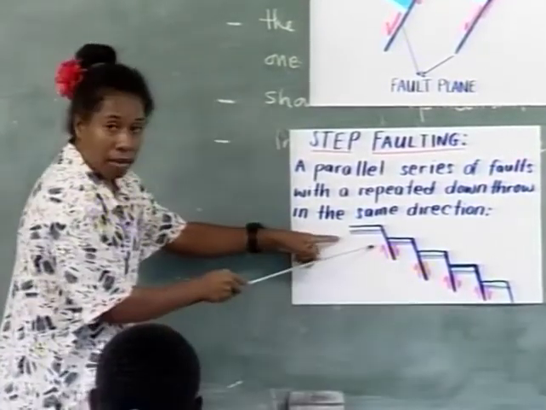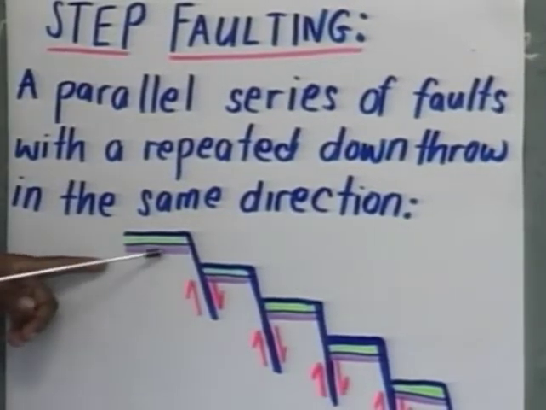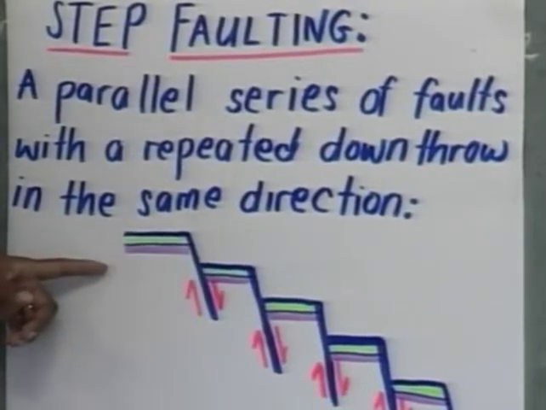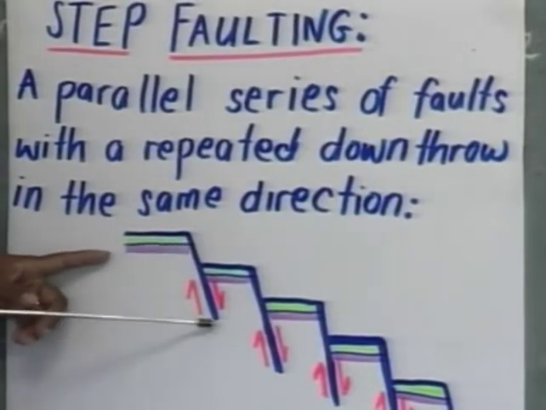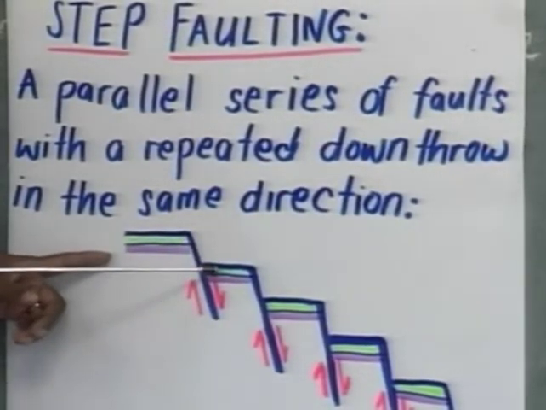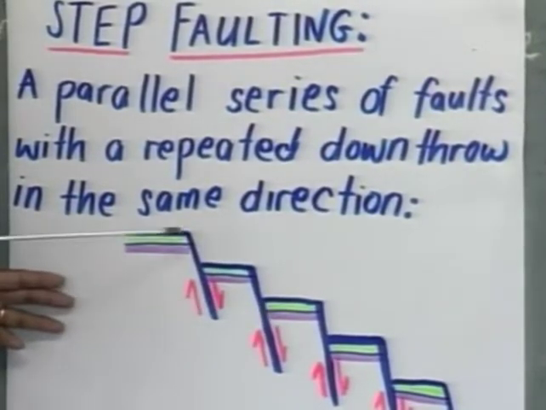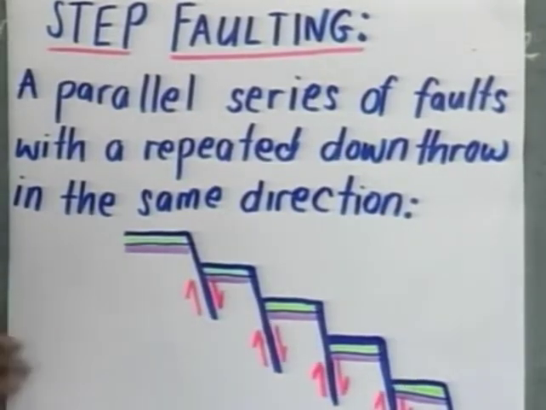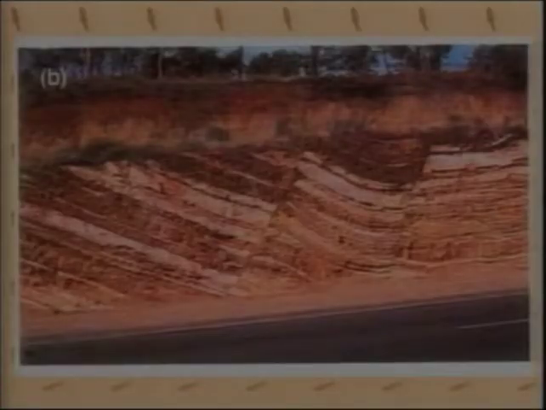Okay? So here we have a series of faults. What has happened is simply the blocks have been repeatedly pushed down along the fault line. So we have this layer here being forced down. Along this fault line, this is the down throw. Between this block and that block, this is the down throw. So you can see the repeated down throw along the fault line. And here we have an example of what we call step faulting.